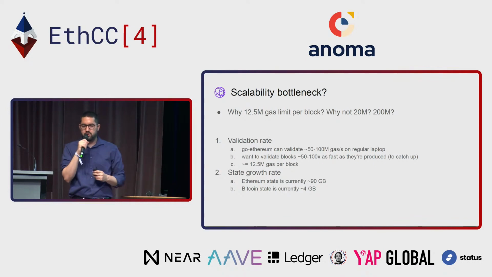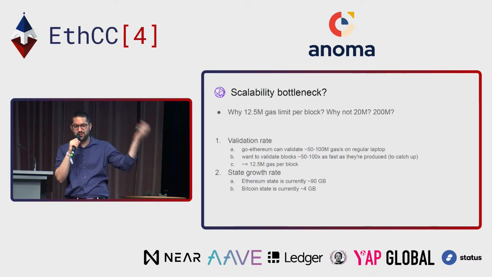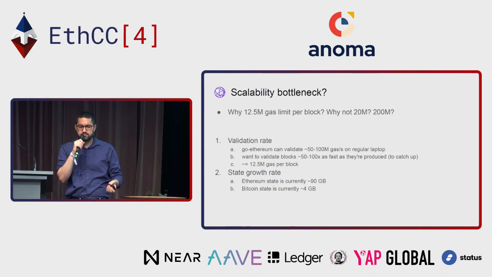Okay, so why was 12.5 million gas per block chosen? Why not 20 million? Why not 200 million? Why not 3-second block times? No relation to any chain that is running today. So why 12.5 million for Ethereum? Again, our notion of decentralization here is the cost to run a full node.